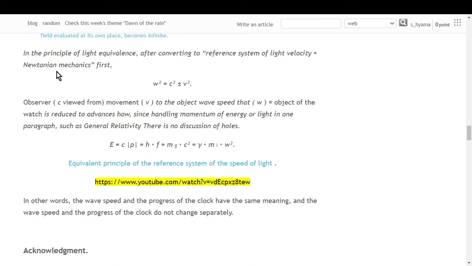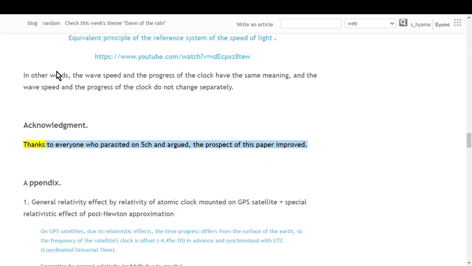In other words, the wave speed and the progress of the clock have the same meaning, and the wave speed and the progress of the clock do not change separately. Acknowledgement. Thanks to everyone who argued on 5ch, the prospect of this paper improved.